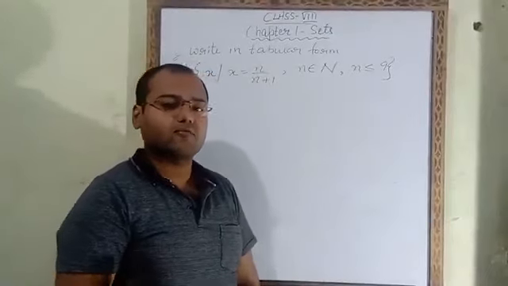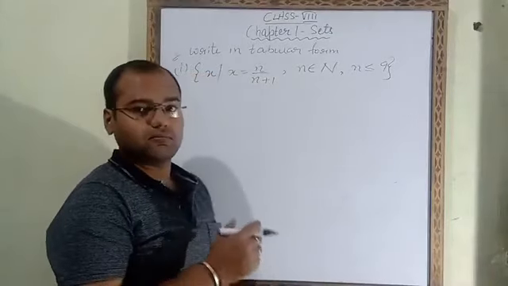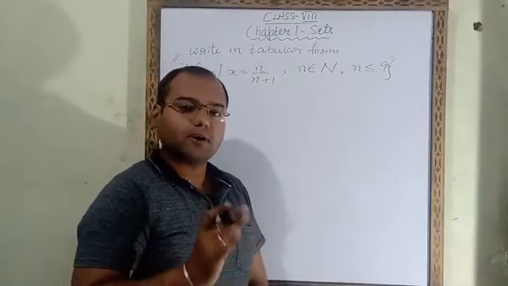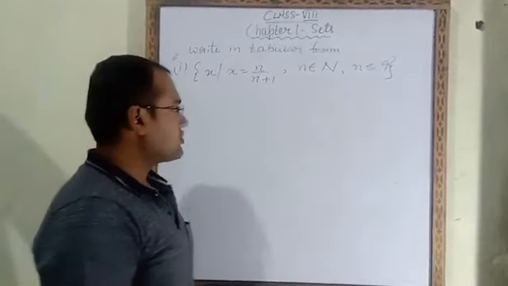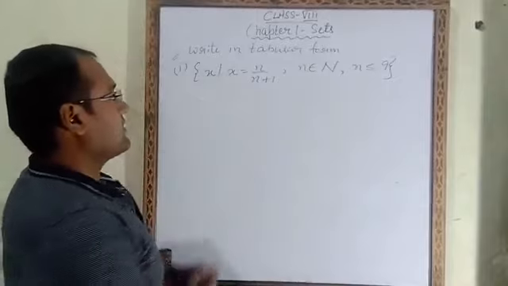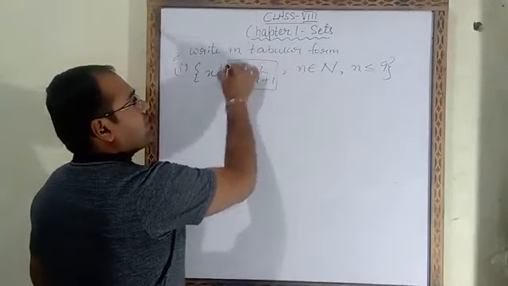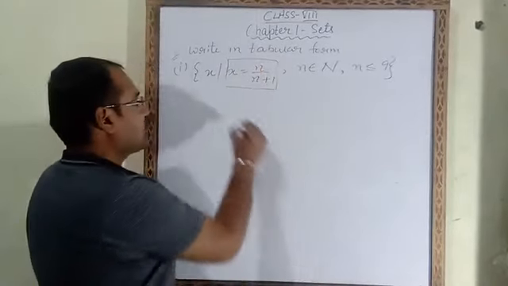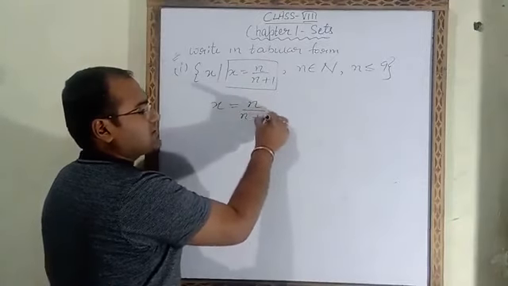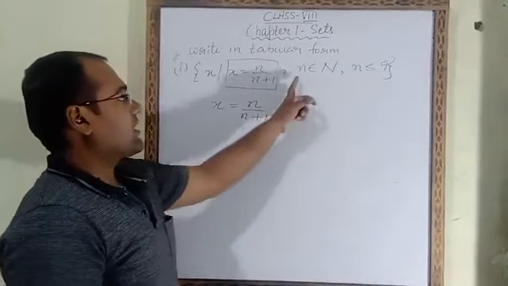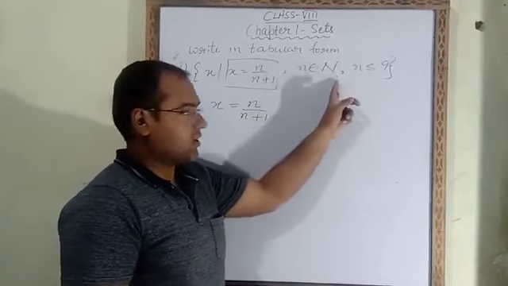Tabular form means we have to write the elements in braces and we have to separate them with the help of commas. So we will start working on this question. Formula is given. This is the formula to find the value of x. What is the formula? Formula is x is equal to n upon n plus 1. Now what are n? n are natural numbers.